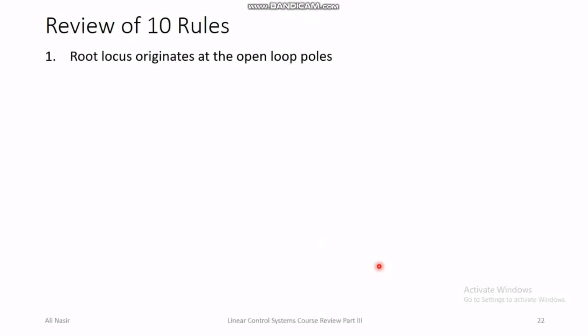Rule number 1 of root locus design is that root locus originates at the open loop poles, which means that when the root locus gain k is nearly 0, the open loop poles and closed loop poles are at the same location. And root locus terminates at the open loop zeros, which means that when the root locus gain k is almost infinite, then the closed loop poles are at the same location where the open loop zeros are.